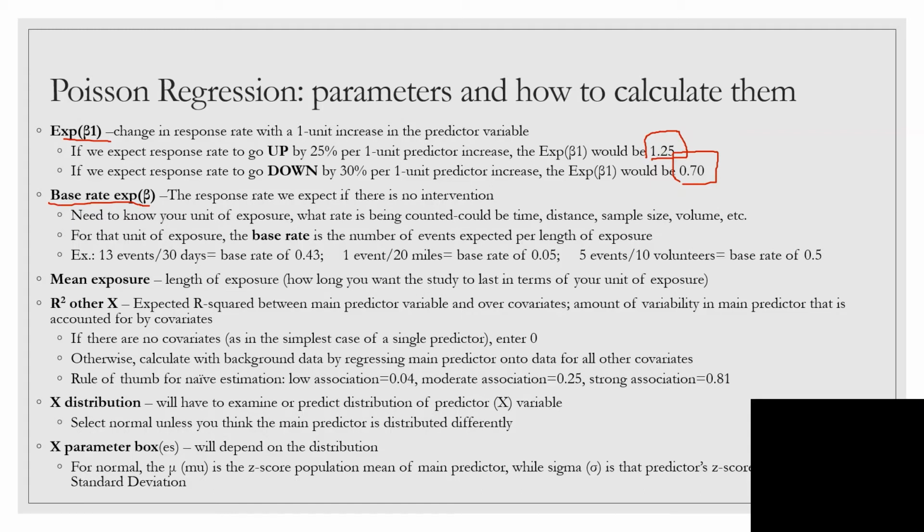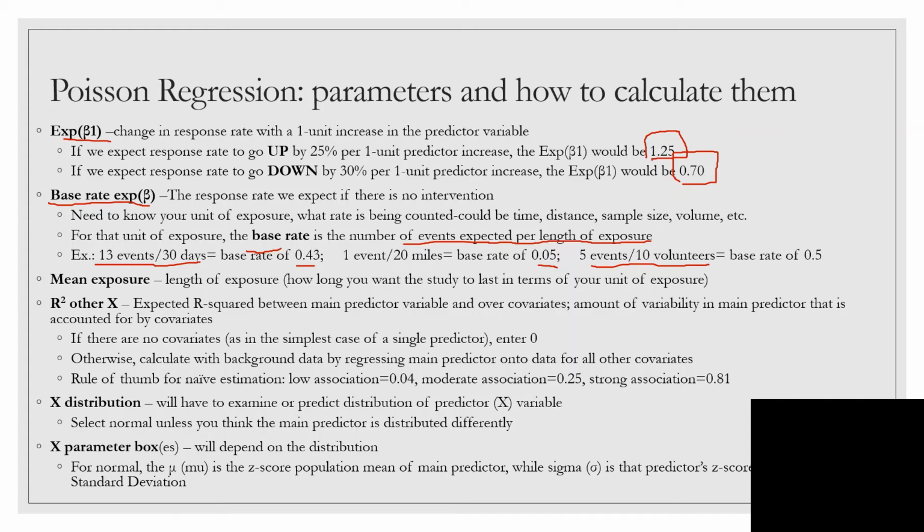So you need to know what your unit of exposure is and what rate is counted. From that unit of exposure, you can get the base rate, which is the number of events expected per length of exposure. For example, a base rate of 13 events per 30 days, like 13 headaches over 30 days, gives a base rate of 0.43. Or maybe you're looking at how many clouds you see per 20 miles driven, a base rate of 0.05, etc. Number of events with the number of volunteers.